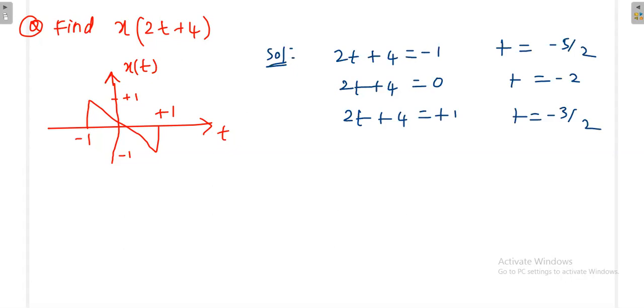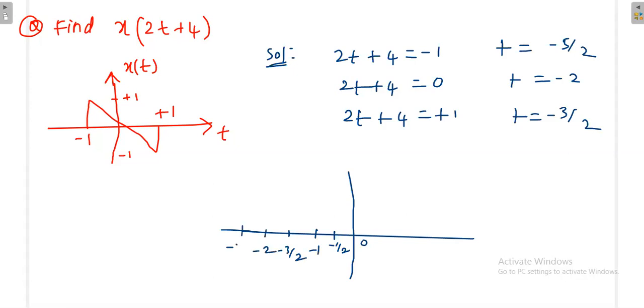Again, instead of this it will go like this. Where I'm starting, say it is 0, and then -1 by 2, this is -1, -3 by 2, -2, -5 by 2. Like this it goes. Then our diagram is starting at -5 by 2 and it is ending at -3 by 2. So the diagram will go like this, and it is crossing at -2.